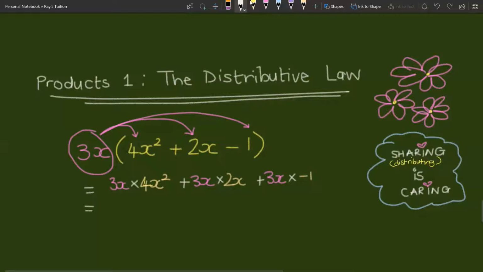Then what we're going to use is the information we know on multiplication. So 3x times 4x squared, the 3 times the 4 is the 12, and x times x squared is x cubed, plus 2 times 3 is 6, and x times x is x squared. And then a positive times a negative is -3x. So that is how we distribute. Please make sure that you've understood the process because it's very, very important. Let us do a few more examples to make sure that we understand the process.